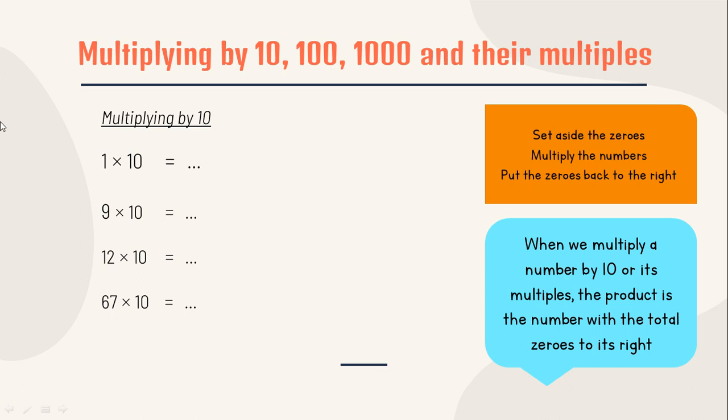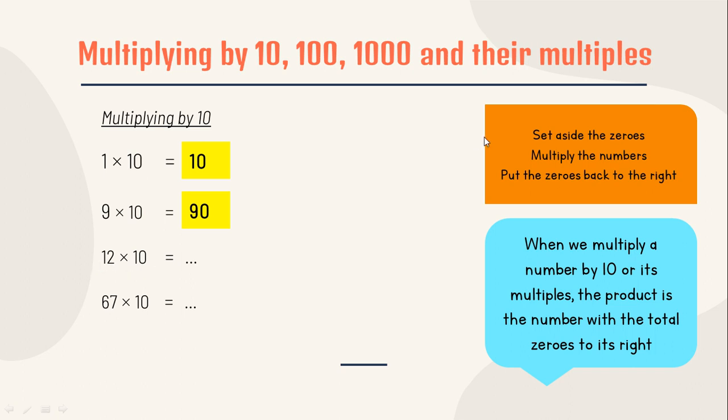So 1 times 10 equals 10. Okay, it is easy, right? And for 1 times 10, I believe that you do not need these steps. 9 times 10, of course, still 90. 12 times 10, this one. So this one, 12 times 10, I know that some of you know the answer, but some of you still don't get it. It's okay.